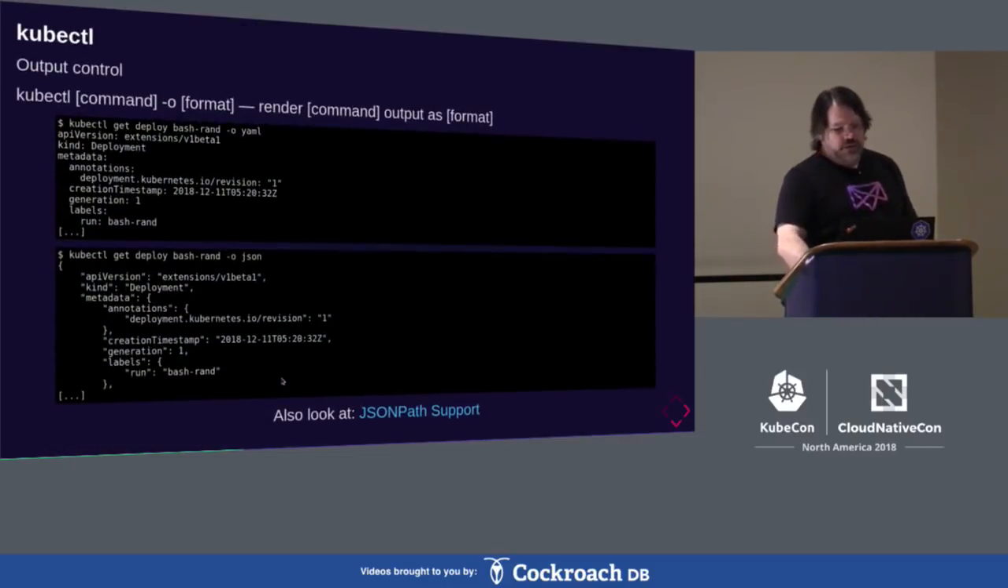Oh, and also look at JSON path support as well. That allows you to do some pre-filtering of that JSON right there from your kubectl command. You can give it a filter expression, and it'll just give you back the bits of JSON that you're actually interested in.